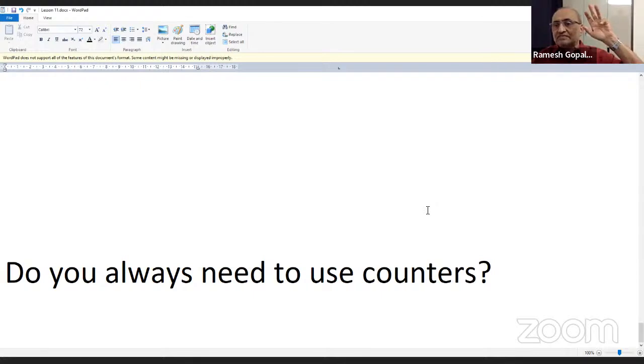Hitotsu, futatsu, mitsu, yotsu, itsutsu, mutsu, nanatsu, yatsu, kokonotsu, to. Now, you would have seen some form of this earlier, when you learned the dates, no? You said, futsuka, mikka, yokka.